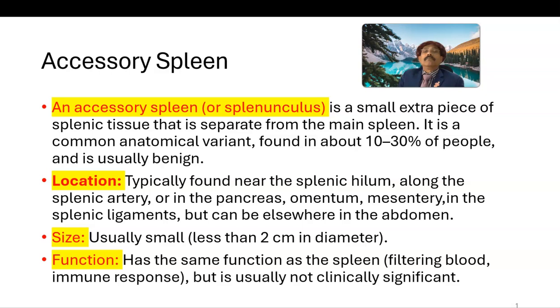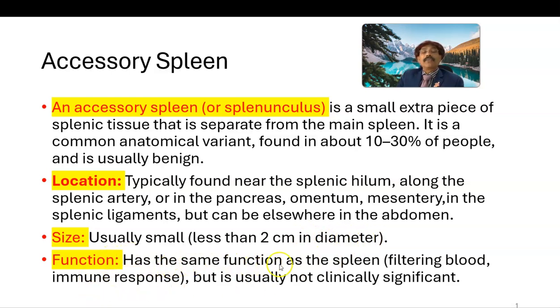it may be very close to the diaphragm or close to the phrenicocolic ligaments, but it can be elsewhere in the abdomen. So it may be in the spermatic cord, maybe in the testis, maybe in the pelvis. Size is usually small, less than 2 centimeters in diameter.